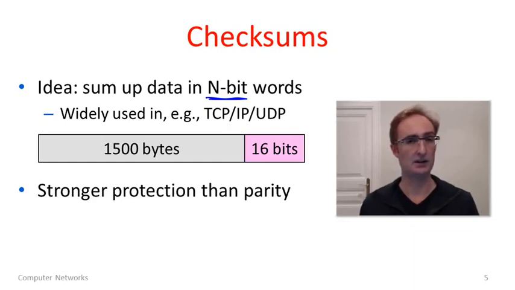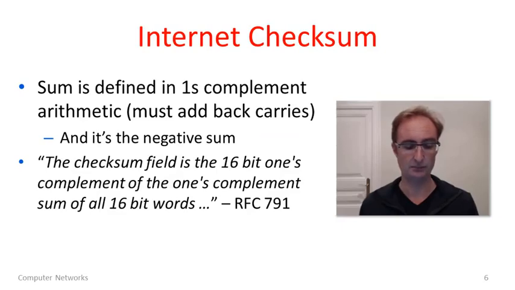We'll find out later it's really not that strong, but it is stronger than parity. I'll give you one specific example, and that is the internet checksum. This is the particular kind of checksum that's used in TCP, IP, UDP, and other internet protocols. Here's the definition of the checksum. The checksum field is a 16-bit ones complement of the ones complement sum of all 16-bit words.